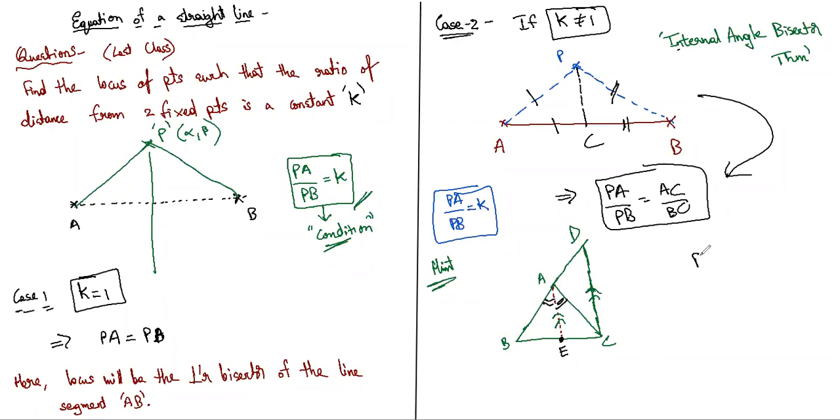You have to prove that AB by AC is equal to BE by EC. How will you prove this? You can prove this using midpoint theorem or using Thales theorem. Take 5 minutes and try to prove it. Use Thales theorem, because you have parallel lines. Think about it a little. Try to prove this.